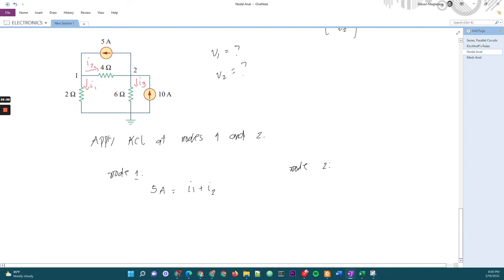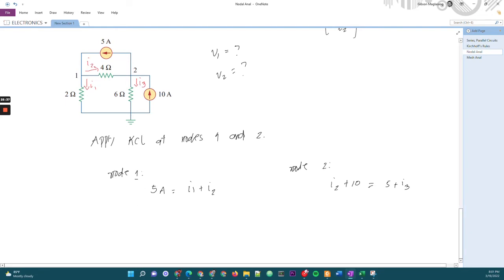Okay? So at node 2, we have the currents leaving and entering. So the current that enters, we have I2. Nothing else. And we have plus 10. Right? Then currents leaving, we have 5 plus I3. Okay? So I think that's it.